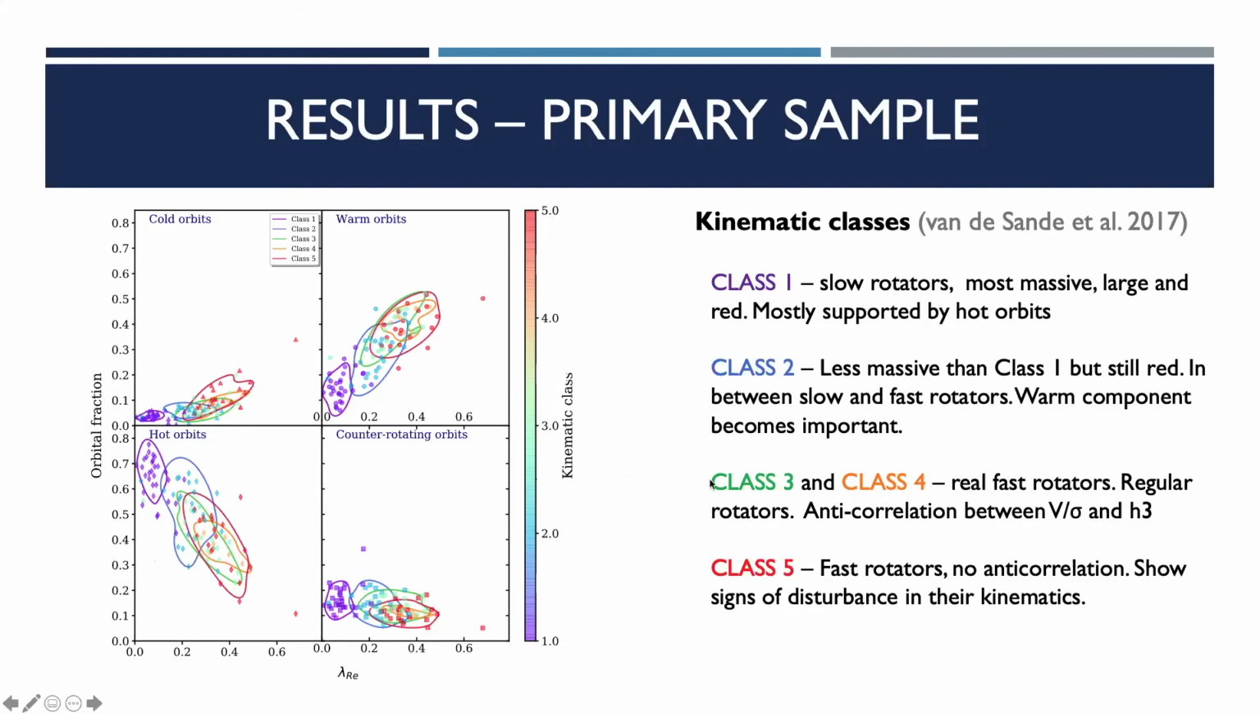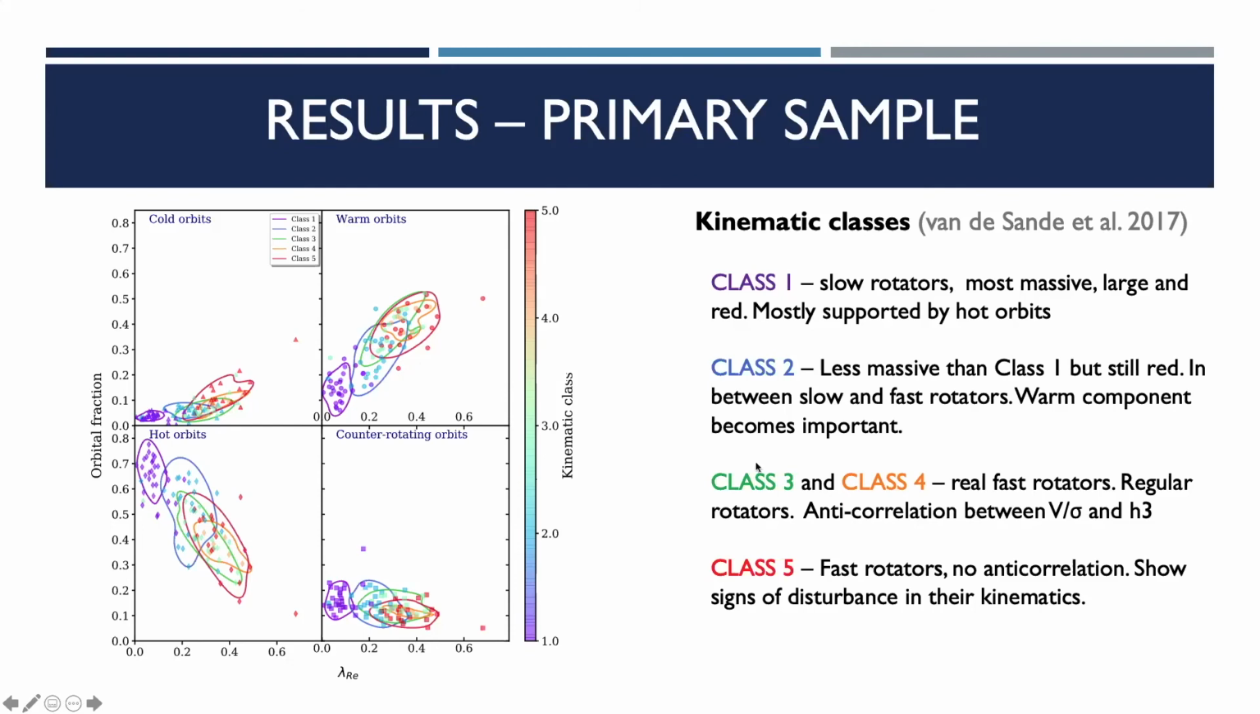Then if we look at class 3 and class 4, the orange and green, that I just realized you can't really see that well, sorry. But it's here, orange and green classes. Those are regular rotators, and they show strong anti-correlation between V over sigma and H3. As you can see here, they have higher values of warm orbits and lower values of hot orbits, while they have a little bit higher fraction of cold orbits, but not that much.